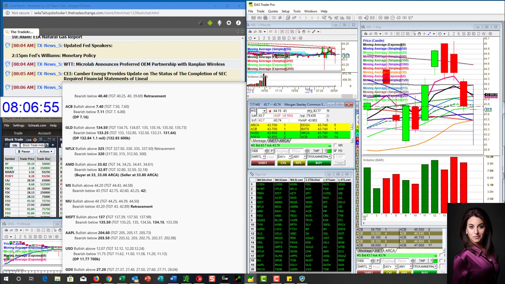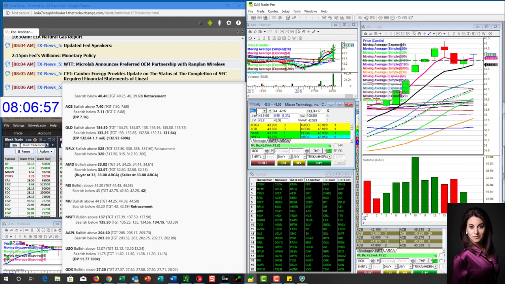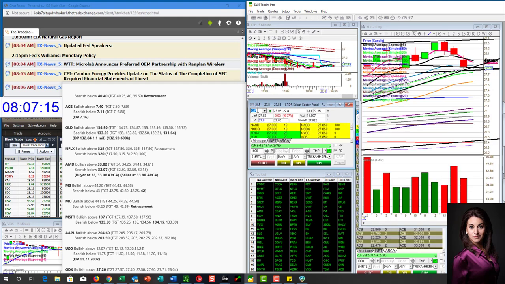Let's go to MU. MU, we are going to be bullish above 44 and bearish below 43.20. We just came up to 44. So watch that level. There's really nothing above that. So that's really key. Let me just look up XLF for a moment.